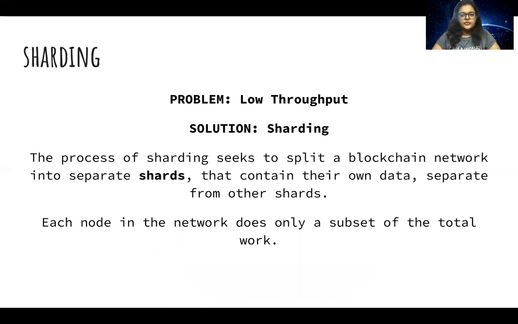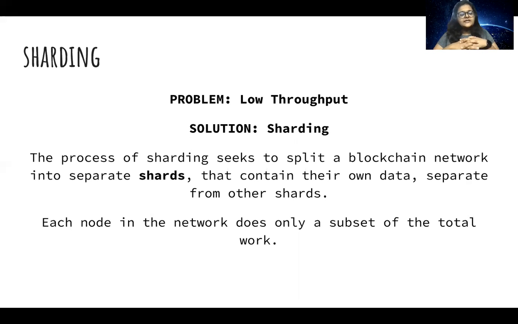Now let's focus on one problem, which is low throughput. Why does low throughput happen? Low throughput happens because all of the nodes in a blockchain network, such as Ethereum, need to validate and process all of the transactions that come into the network. Now, imagine the more nodes that join the network, the more time it would take for all of these nodes to work together to process the transactions. There have been a lot of solutions proposed by developers to solve this particular issue.